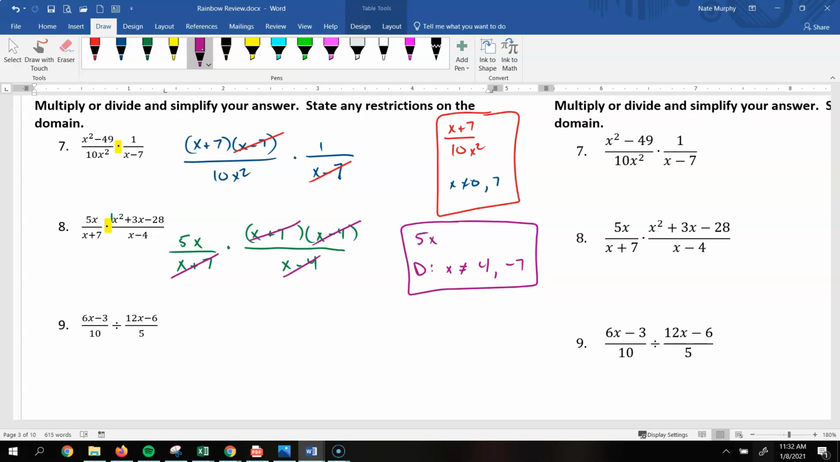And again, the reason why I like to do the domain first is because when I was a student, I would oftentimes forget after simplifying it, and I would say that, ooh, well, my answer is just 5x, so there is no restrictions. I'd forget that we did have a fraction here earlier, so we got to be careful with that. So I always like to find the restrictions in our domain first before simplifying.